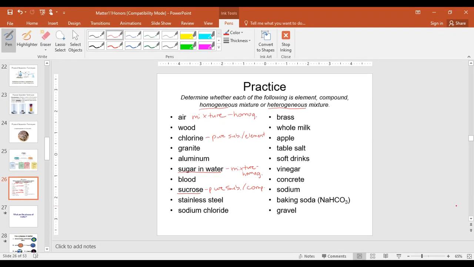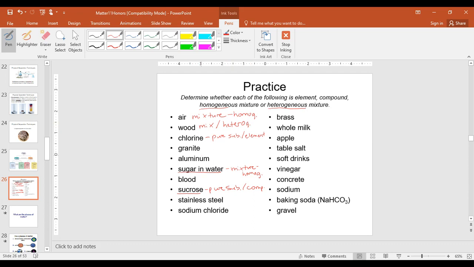Okay, so let's go over these. So wood, this is obviously not a pure substance. It's going to be a mixture. So I'll put down mix. And if you think about wood, it has different parts. There's knots in it. There's grains. So it's heterogeneous.